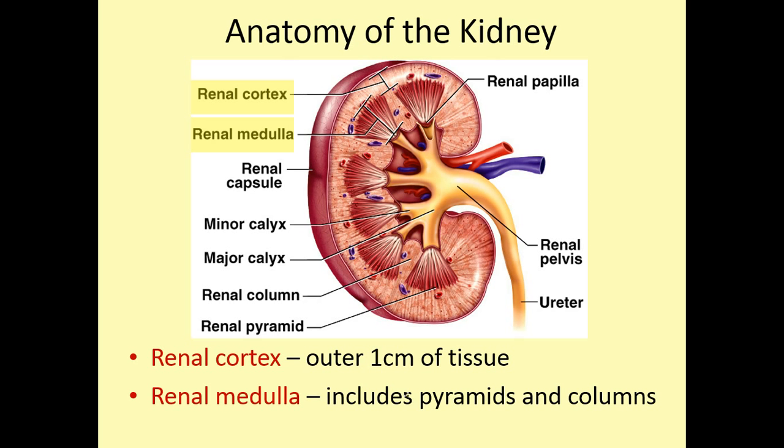So each triangular unit is a pyramid. Urine will trickle down through those pyramids in the medulla. And then that urine will be captured in little areas called a calyx. A small calyx is called a minor calyx. And then the minor calyces will merge to form what are called a major calyx. And you'll notice on this kidney we've got 2 major calyces. And then the major calyces will merge to form an area called the renal pelvis.